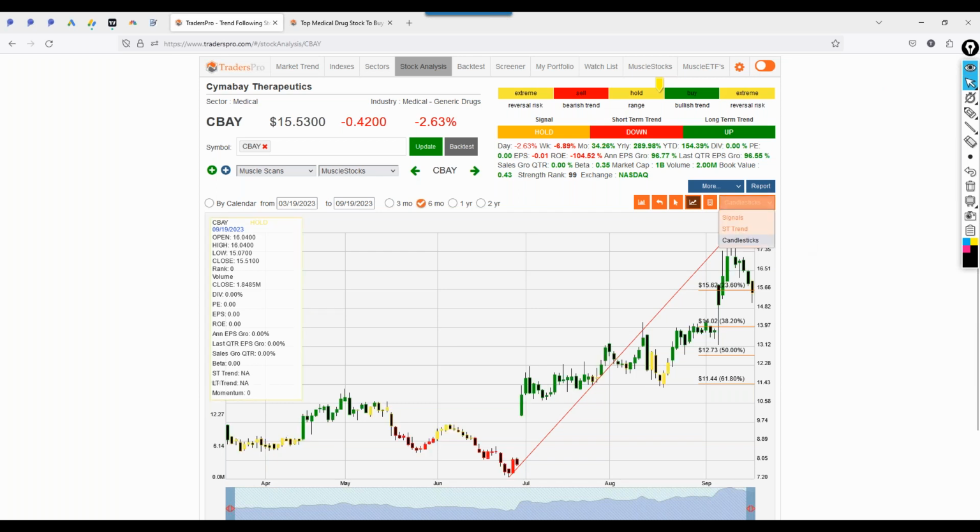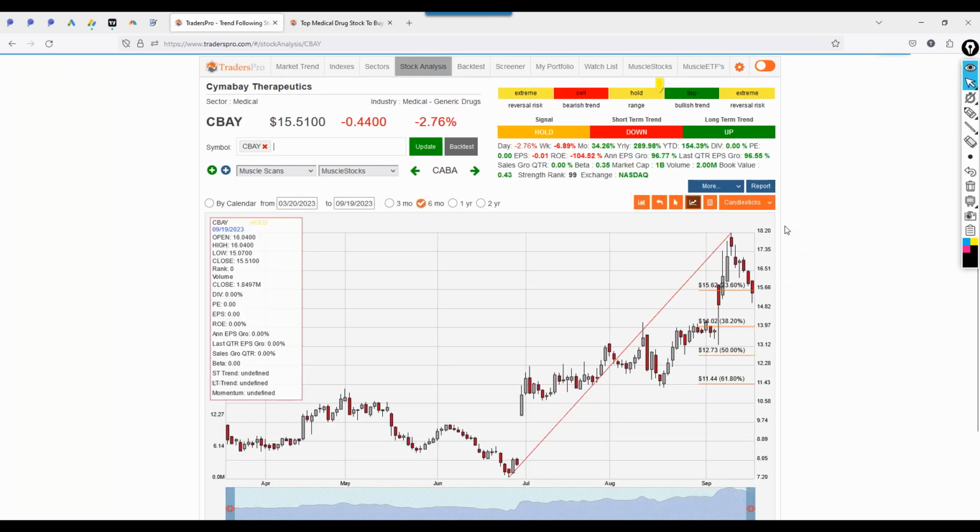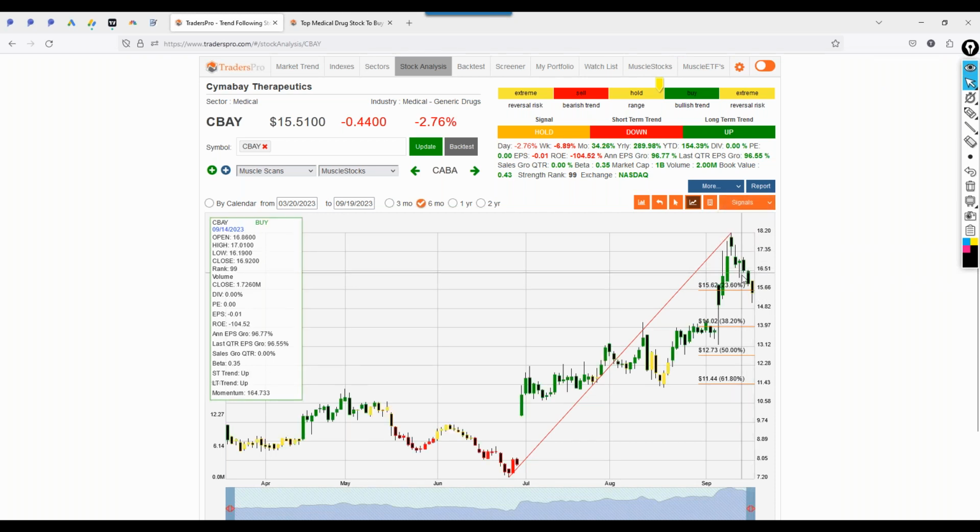There it goes. I don't know why it's doing that. Let me just refresh that. But you can see those black bars are essentially down days. They're red days. And the reason they're black is so that you can just identify what is a down day, because it's still in an uptrend.